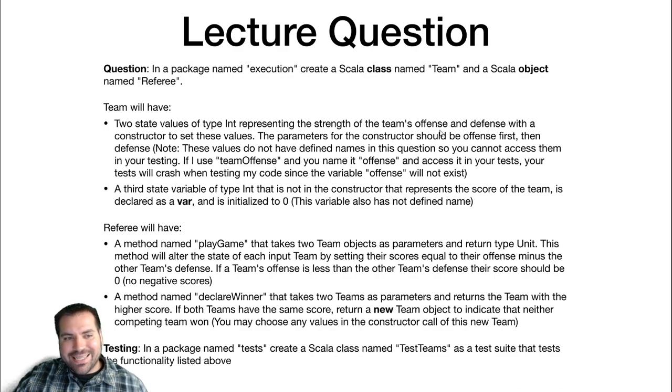So you can't access these variables in your testing, and that's by design because I want you testing without accessing them directly. And same with score. It's going to have a third state variable that represents the score of the team. It's initialized to 0 and it's a variable, and that's going to be set by the referee when a game happens.